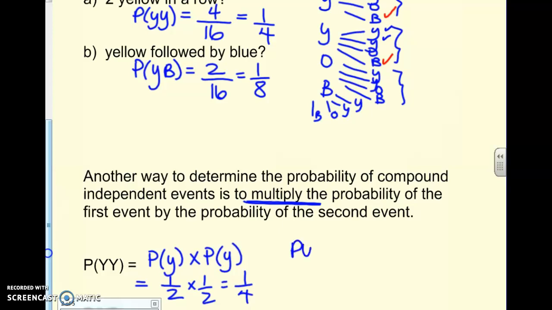Likewise, probability of yellow followed by blue would be the probability of getting a yellow is 1/2. Probability of getting a blue is 1/4. And when I multiply those together, I get 1/8, same as I did when I made the tree diagram. So this multiplication way is a little bit easier way for us to solve these problems.